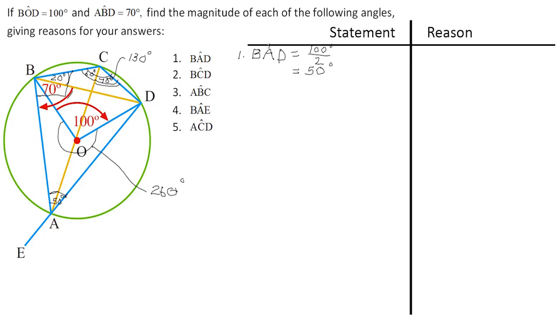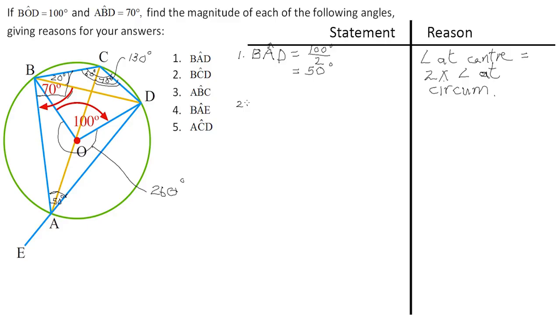What is my reasoning? My reasoning is angle at center is equal to 2 times angle at circumference. Right. Number 2. They want BCD. BCD, we've calculated as equal to 130 degrees.